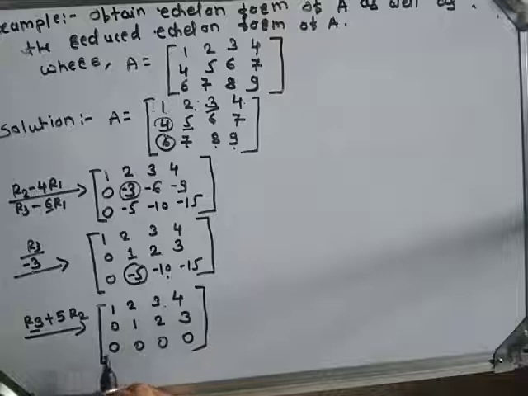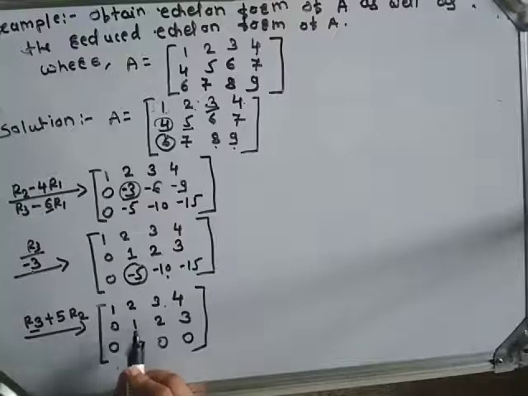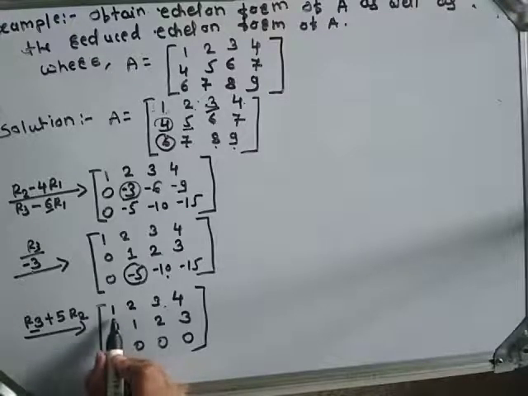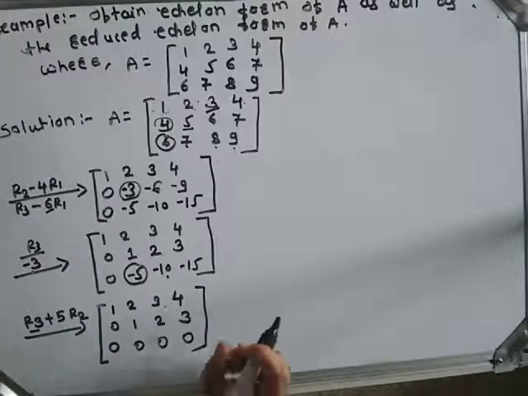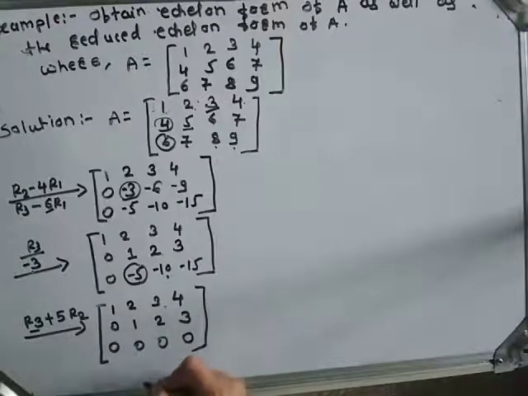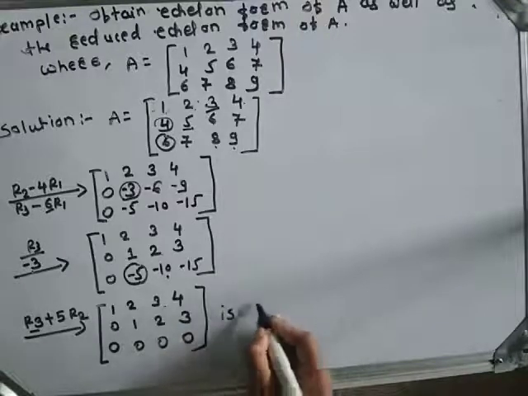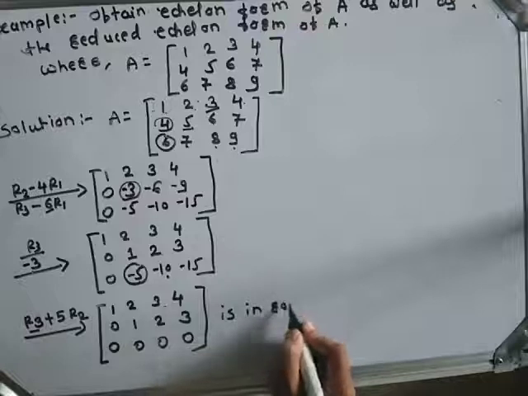See here, 0 row is at the bottom of the matrix and leading entry in second row is to the right of the leading entry in first row, means this matrix satisfies three conditions of row echelon form. Therefore, this matrix is in row echelon form.